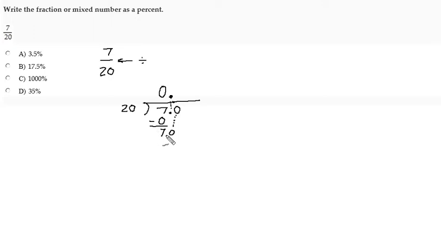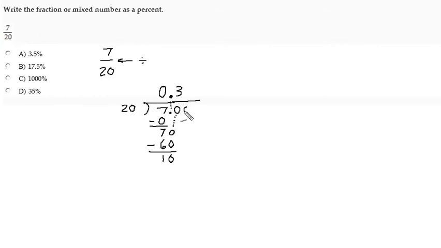Now we treat this like a 70, and we ask ourselves, how many times does 20 divide into 70? And we start estimating that. 2 times 20 is 40. 3 times 20 is 60. 4 times 20 is 80. 4 would go over 70, so we drop back down to 3 times 20 is 60. 0 minus 0 is 0, 7 minus 6 is 1. This remainder here, 10, is less than the divisor, 20, so we got everything we could out of this 3.